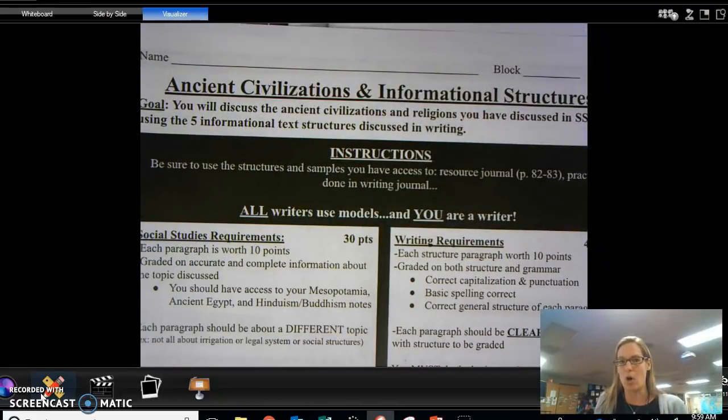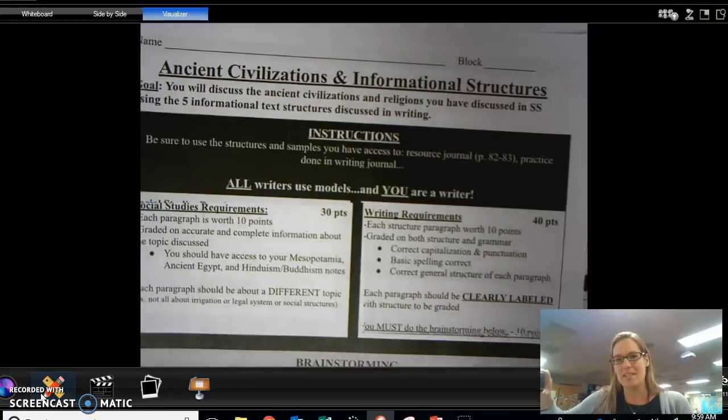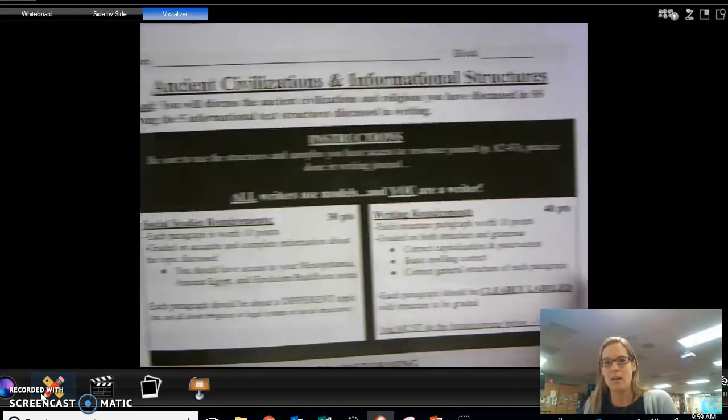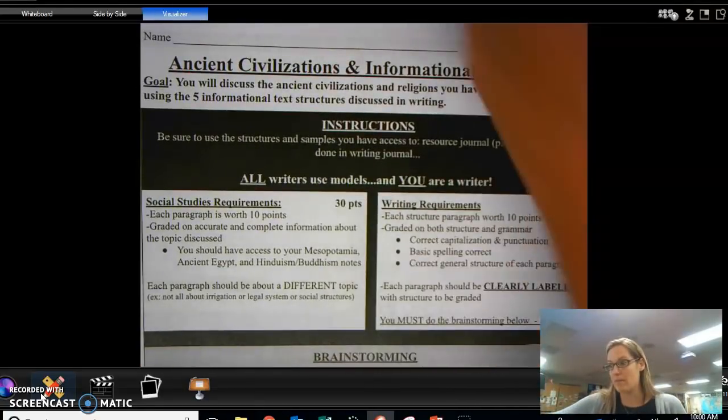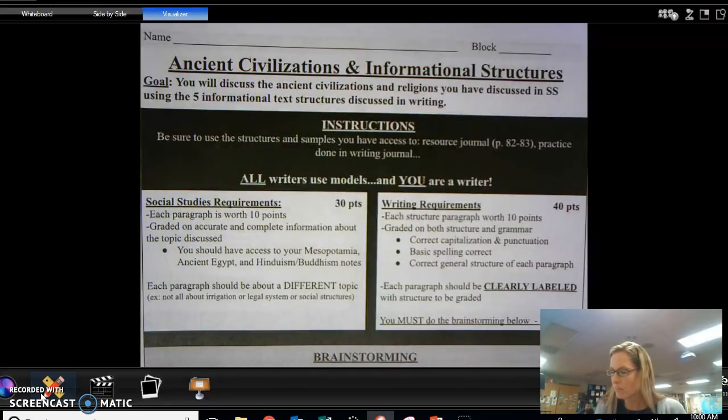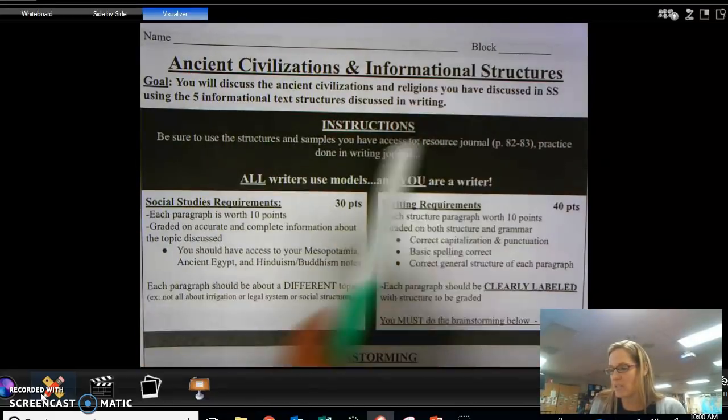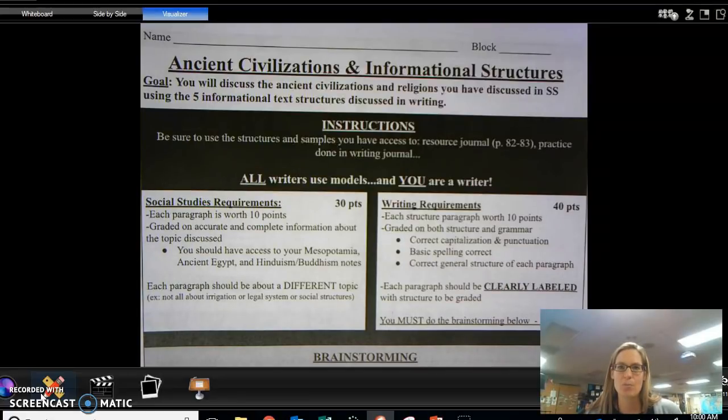in front of you because you have all 4 of the items that are listed at the top of the document in pink because it says, do you have these? Are you sure? Now you may get started. This right here is the Ancient Civilizations and Informational Text Structures project.